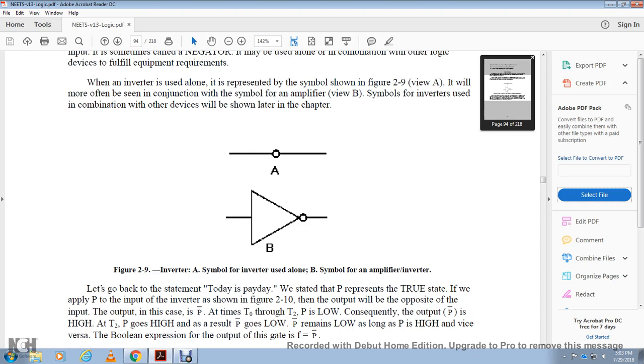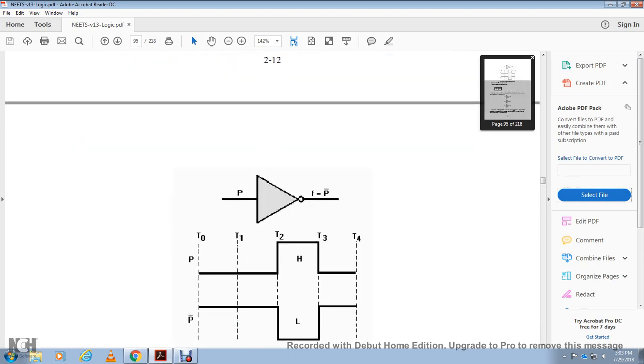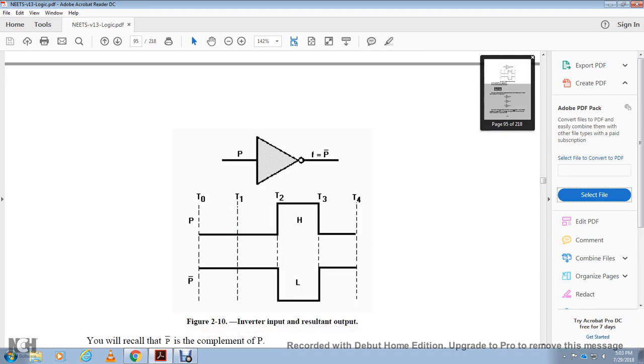The Boolean expression for the output of the gate is F equals P overscore. So figure 2-10 shows the inverter input and output.